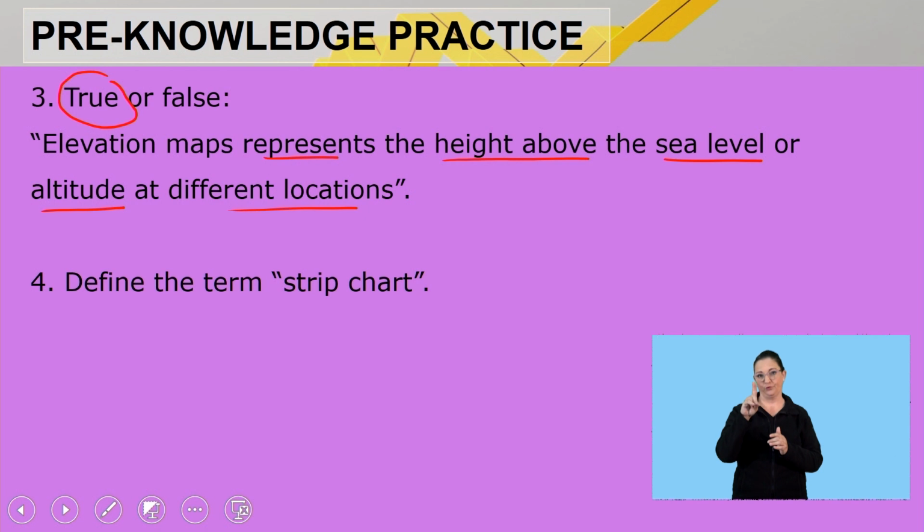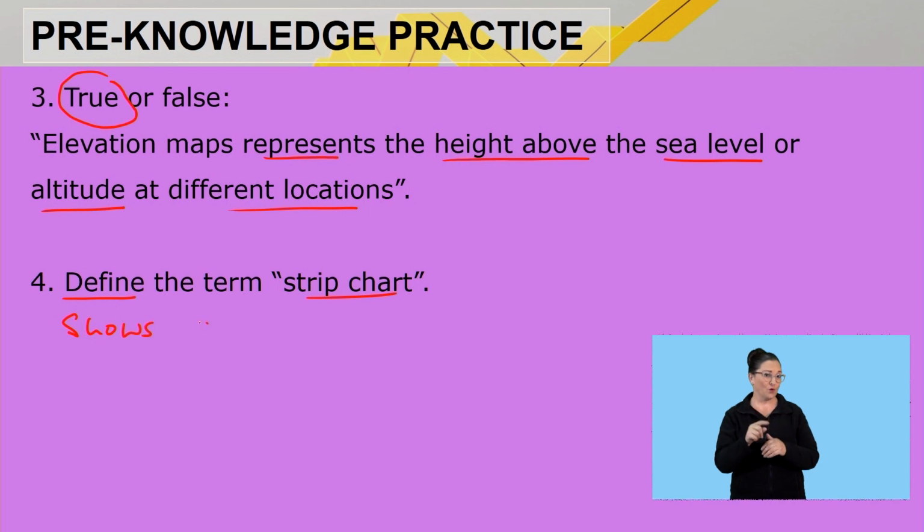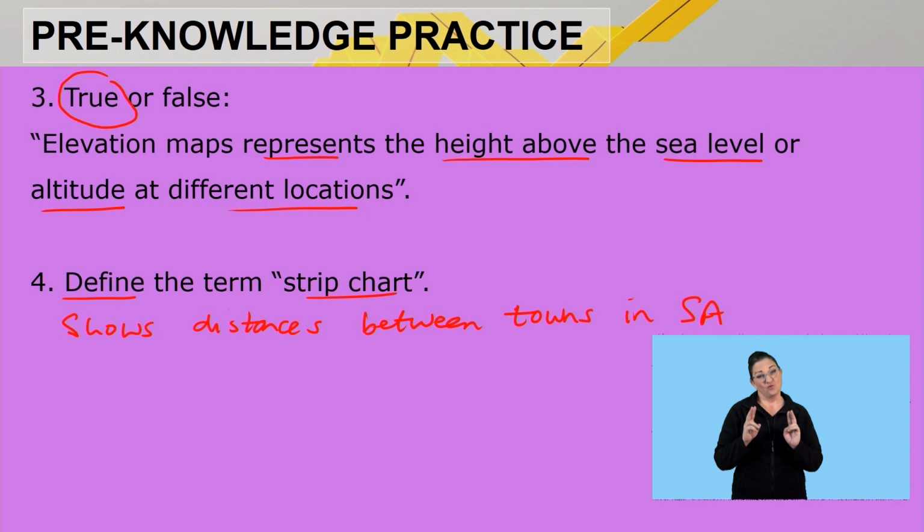Then last question here, question number 4. Define, meaning write in words, the term strip chart. So basically a strip chart shows distances between towns on a map. That's towns in South Africa. And normally this strip chart is drawn vertically. If I say vertically, meaning from that point to that point. But we'll focus on this as we progress with our lesson. So it normally shows the distances between towns in South Africa.